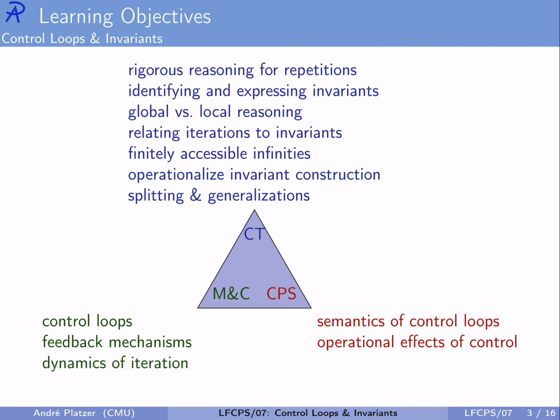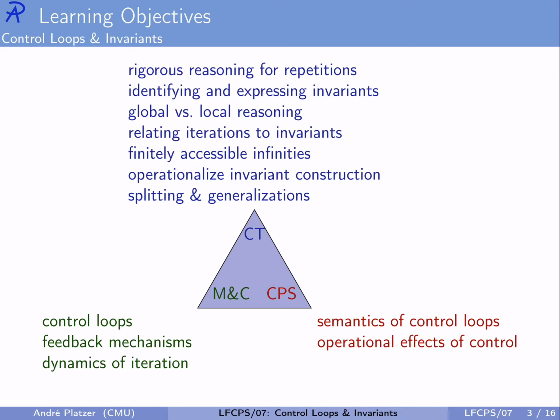What we're learning in this chapter is, on the modeling and control side, the fundamental concept of control loops. Without, go figure, there's no control, at least not for a very long amount of time. Also, we will understand feedback mechanisms that are fundamentally always implemented with some kind of control loop, and we'll also get an intuition for the dynamics of iteration.